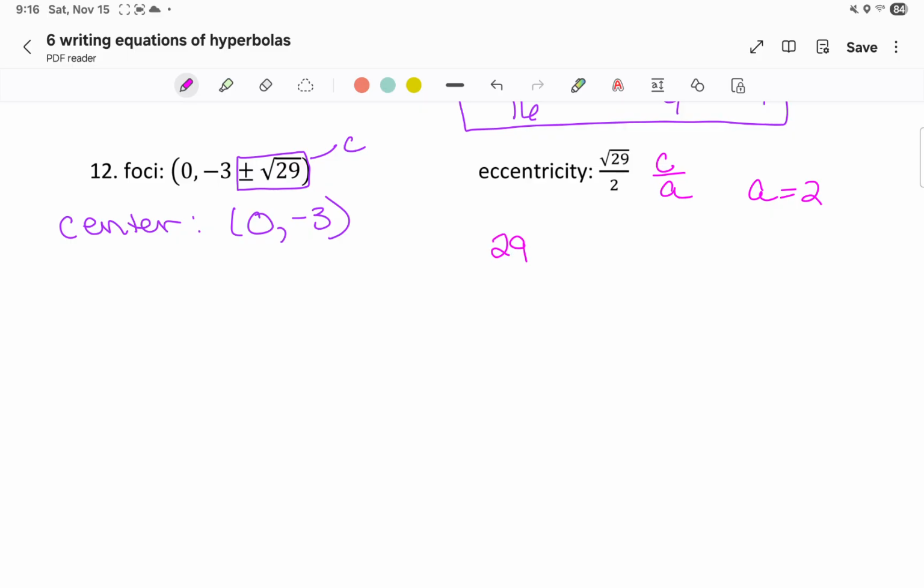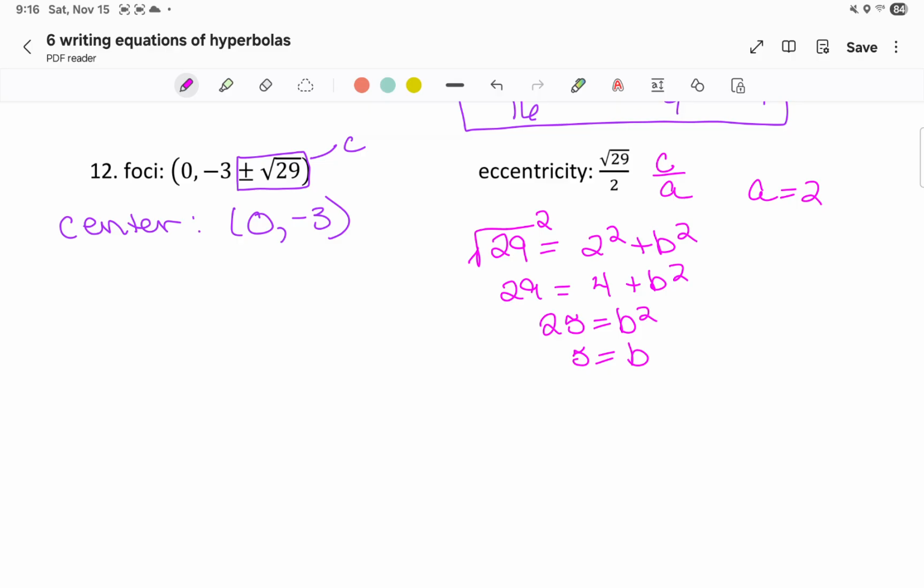So we'll start out with the square root of 29 squared equals 2 squared plus b squared. So we have 29 equals 4 plus b squared. Subtract the 4, that gives you 25 equals b squared. So 5 is your b.